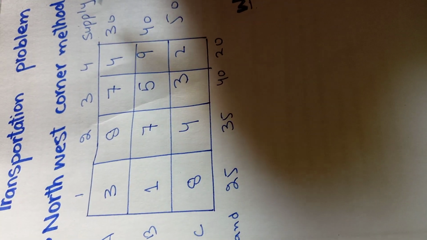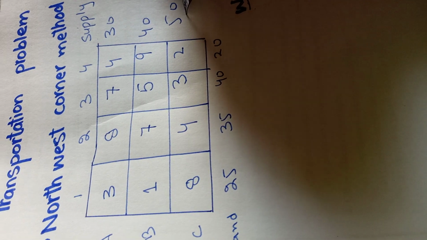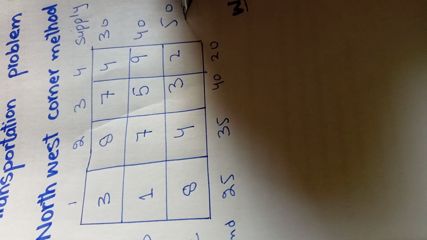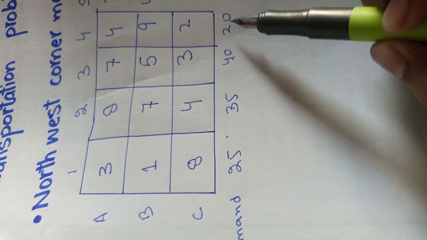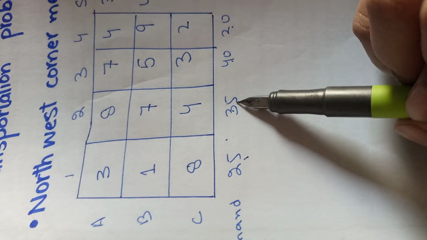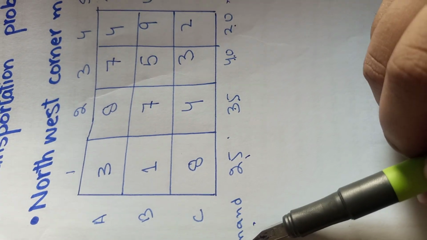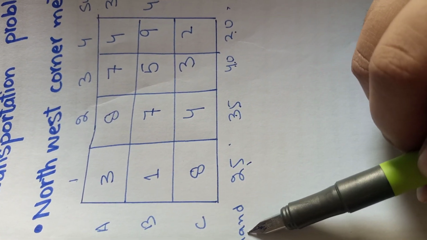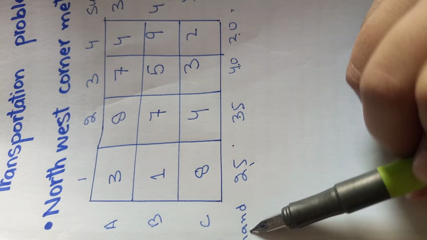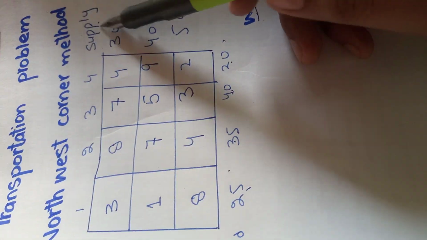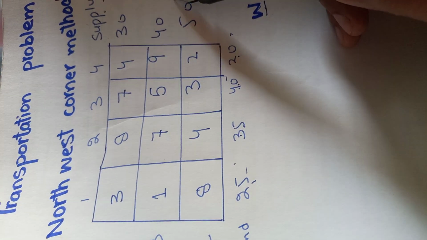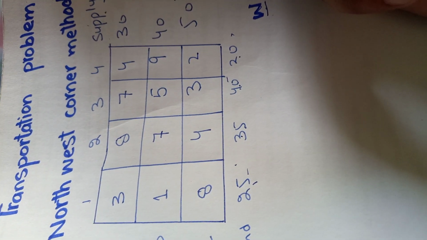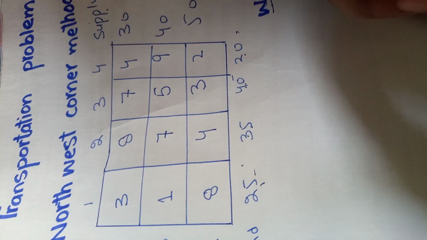This is supply: 30, 40 and 50. The sum of 30, 40 and 50 equals the supply. At the same time, 25, 35, 40 and 20. The sum of 25, 35, 40 and 20 equals the demand. If the demand becomes equal to the sum of supply, then this is the balanced form of north-west corner method.